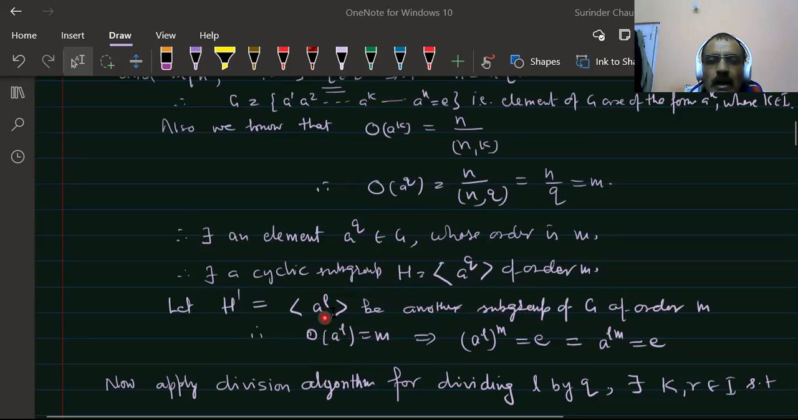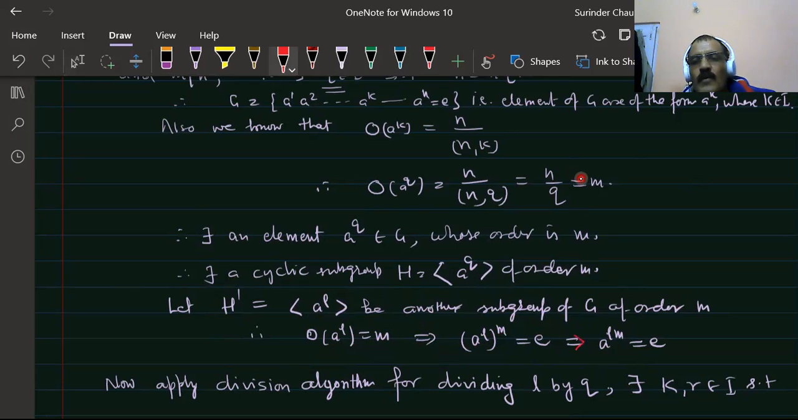So if a^L generates H dash and is of order m, then the order of a^L comes out to be m. This implies that if the order of a^L is m, then (a^L)^m is equal to e. This implies a^(Lm) is equal to e.